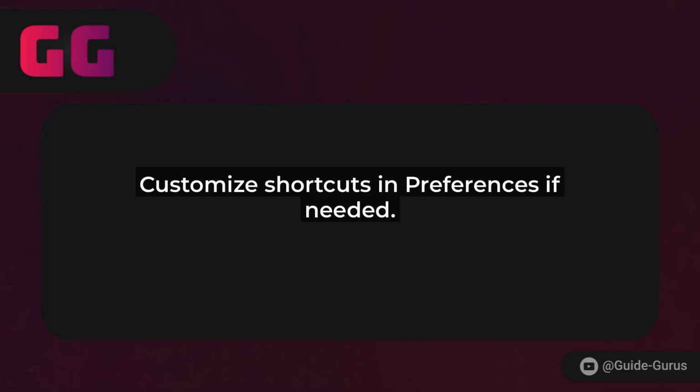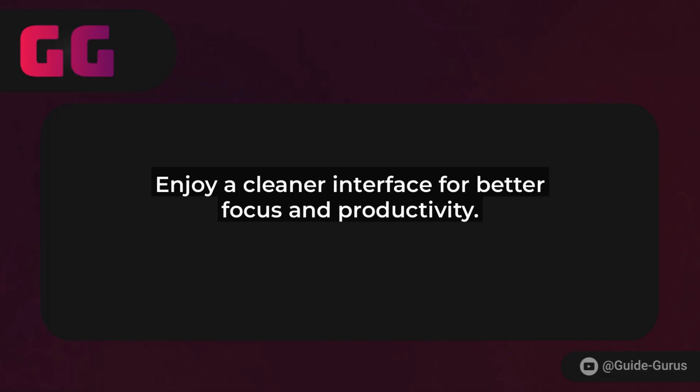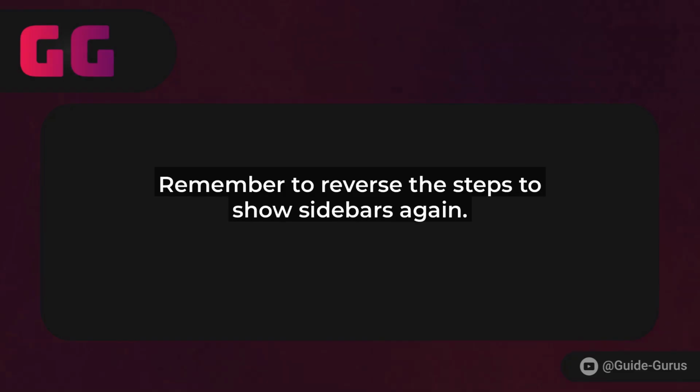One handy tip: hiding sidebars is perfect for full screen mode or when you're deeply focused on prototyping, but don't worry, you can easily bring them back by repeating the same steps. Keep in mind that in Figma's 2025 version, there might be additional customization options, so explore the View menu for any new features. There you have it, hiding sidebars in Figma is a straightforward way to streamline your workflow. Give it a try on your next project and see the difference.